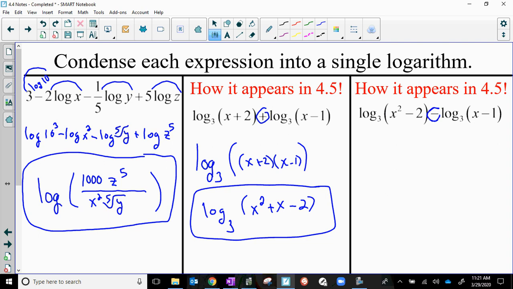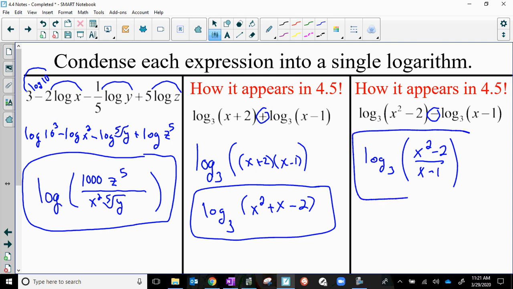When you subtract logarithms, you divide the inside. So this is log base 3 of x squared plus x minus 2 over x minus 1. Now, if I could factor the top and reduce this fraction, I would, but I'm not able to do that. So that's all I have left to do in that problem. I'm finished.